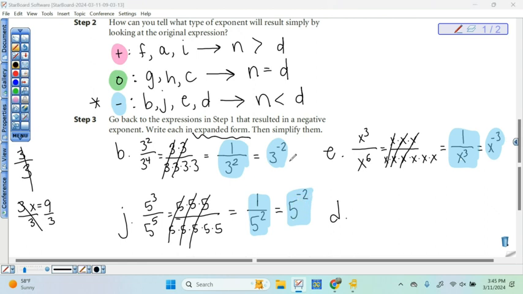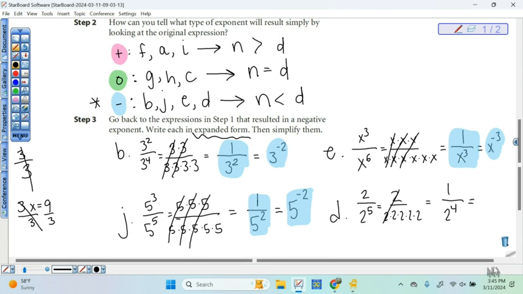Okay, last one we'll look at is D. What was D? 2 to the 1st over 2 to the 5th. So 2 over 2 times 2 times 2 times 2 times 2. I just have one set of 2's that cancel out. What's left over in the top? And what's left over in the bottom?